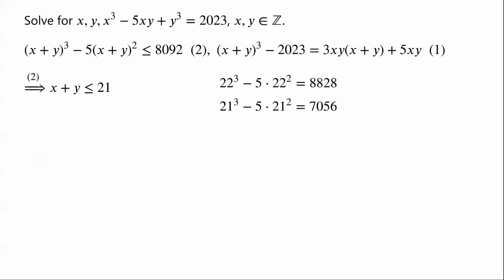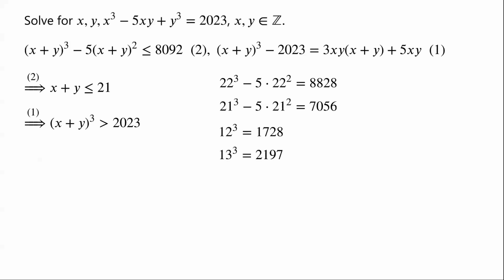From equation 1, we know that the right side of the equation is greater than 0, as both x and y are greater than 0. So the left side of the equation must be greater than 0. So (x plus y) cubed must be greater than 2023. We know that 12 cubed is 1728.